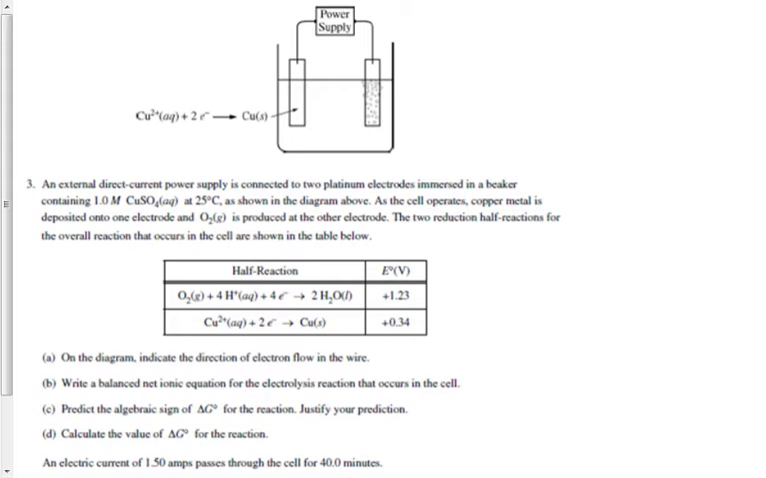An external direct... okay, this is a little different. I wanted to bring this one out. It's older, but in case this comes up. An external direct current power supply. So notice, it's not voltage. It is connected to 2 platinum electrodes immersed in a beaker containing copper sulfate, so it's in the same solution. As the cell operates, copper metal is deposited onto one electrode, and oxygen is produced on the other. So that's what the bubbles are.